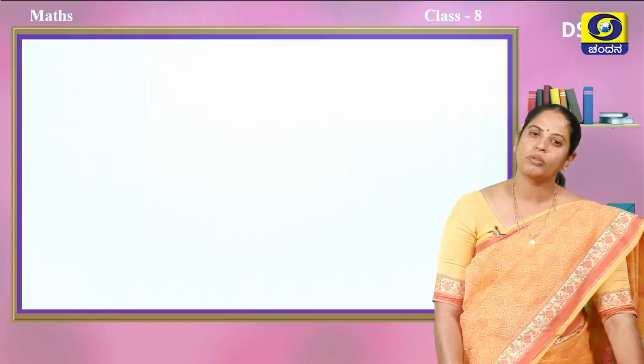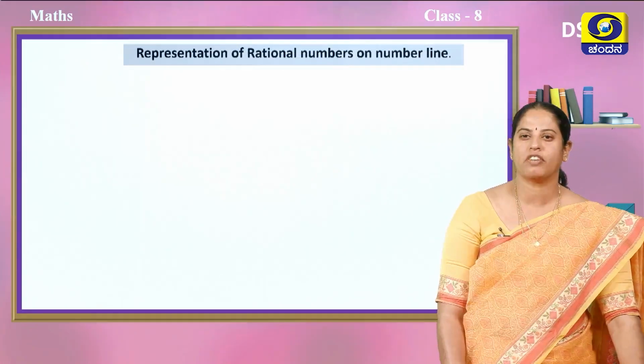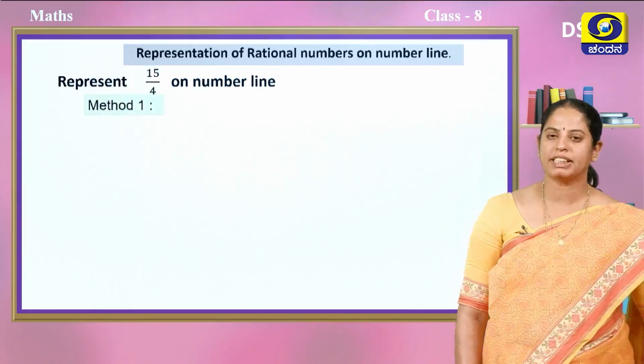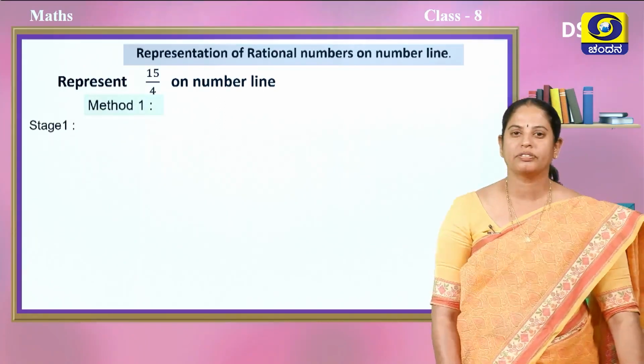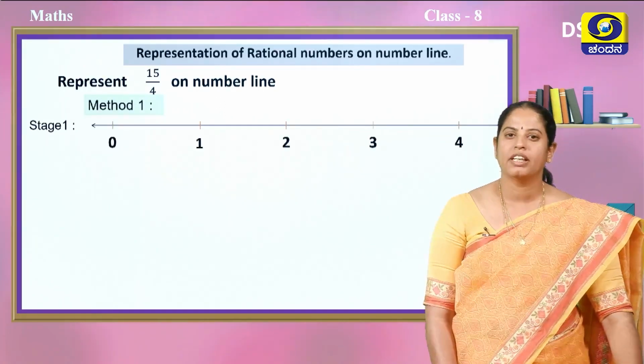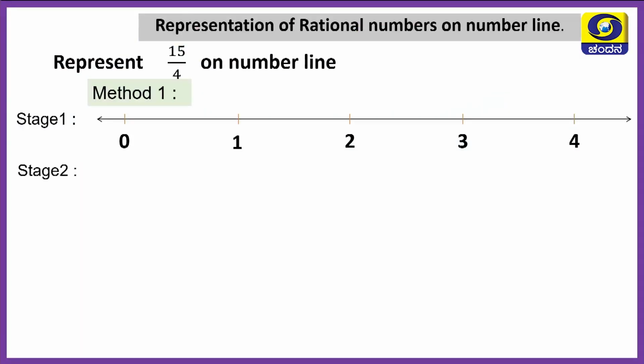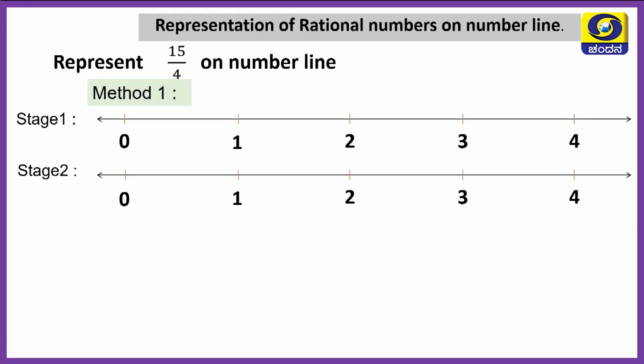Let us discuss one more example. Representation of rational numbers on number line. I am giving you two methods. I am discussing method 1 now. Observe. In stage 1, what I am doing? I am marking 0, 1, 2, 3, 4, etc. on the number line. In stage 2, I am dividing the number line into 4 parts because the denominator tells us the whole is divided into how many parts. In 15 by 4, the denominator is 4, hence each number is divided into 4 parts.